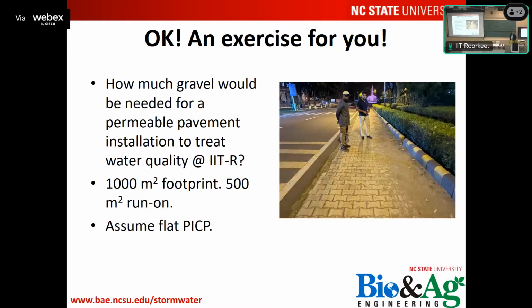So here you go. We've got this application in Roorkee, IIT Roorkee. This is an example. Imagine a fraction of this road is draining to this. I want to put in a 1,000 square meter footprint. It's a long run of PICP. I have 500 square meters running onto it. So go ahead and assume it's flat. I'm going to have a seat here and drink a little Coca-Cola, and y'all are going to tell me how much gravel you need.